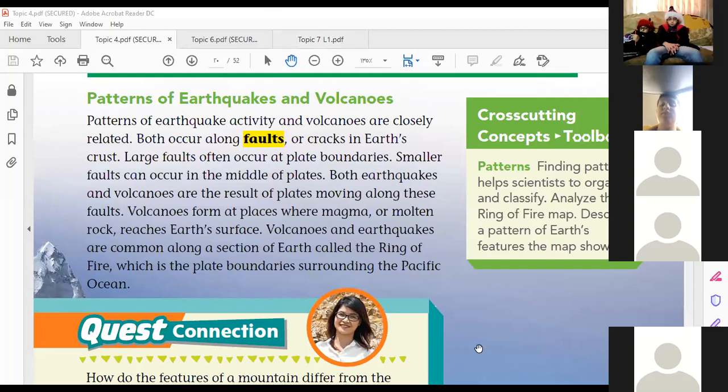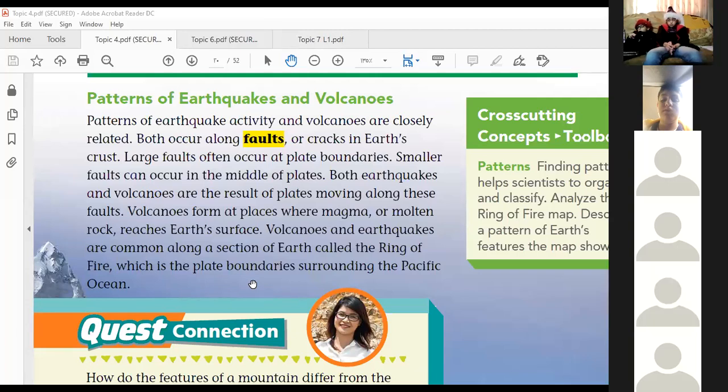What causes rocks under the ground to melt and become liquid? High temperature. Yes, high temperatures. Thank you very much. We have about 2 minutes left in the class.